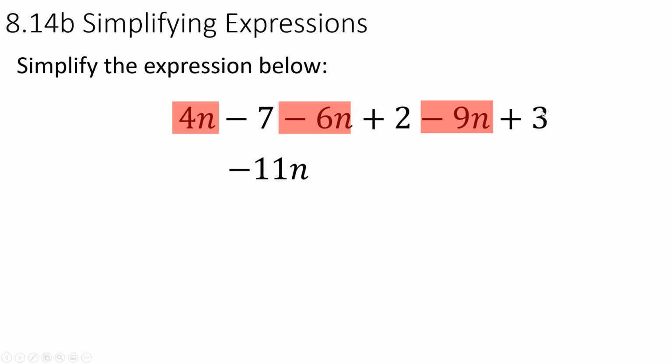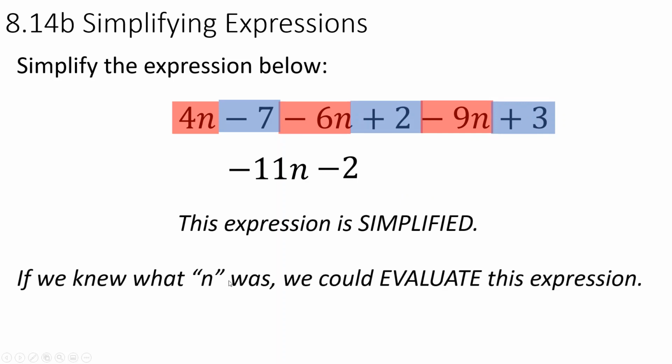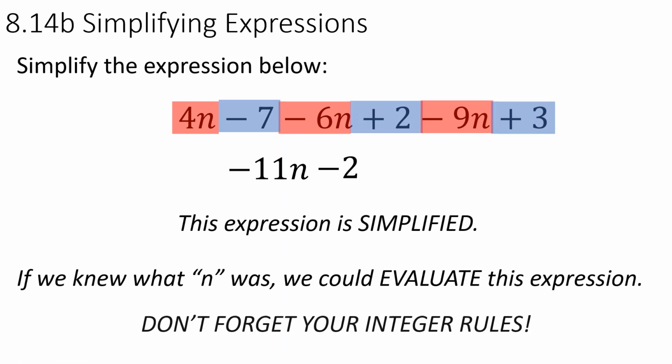Negative 7, 2, and 3. I'm going to get my positives together. That's 5. 5 minus 7 gives you negative 2. Now you can use a Desmos calculator to add and subtract if you're messing up your integer rules, but ideally you should know that. This expression is simplified. If we knew what n was, we could evaluate, but we can't do much else right now. Don't forget those integer rules. That's the big part where kids are messing up.